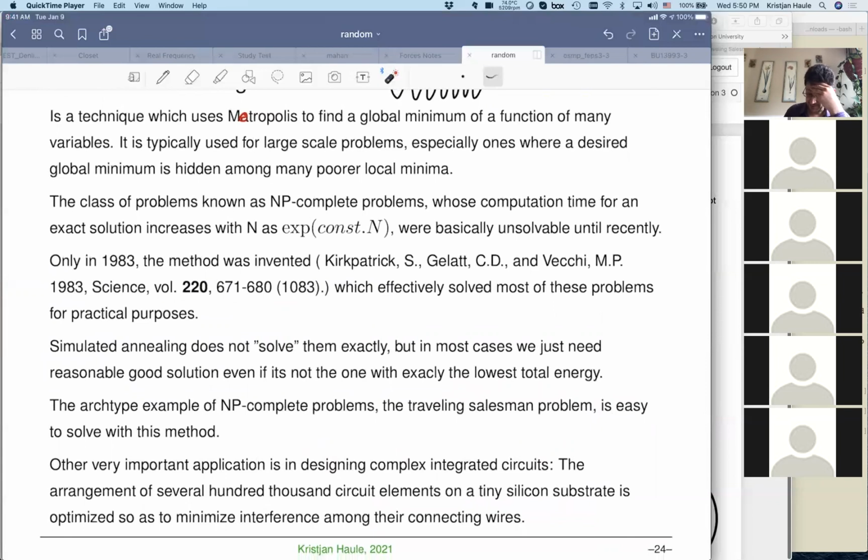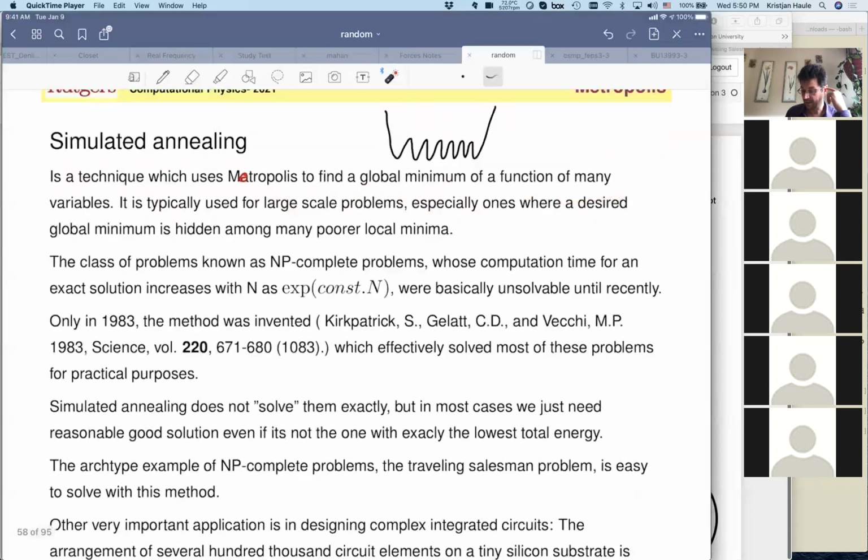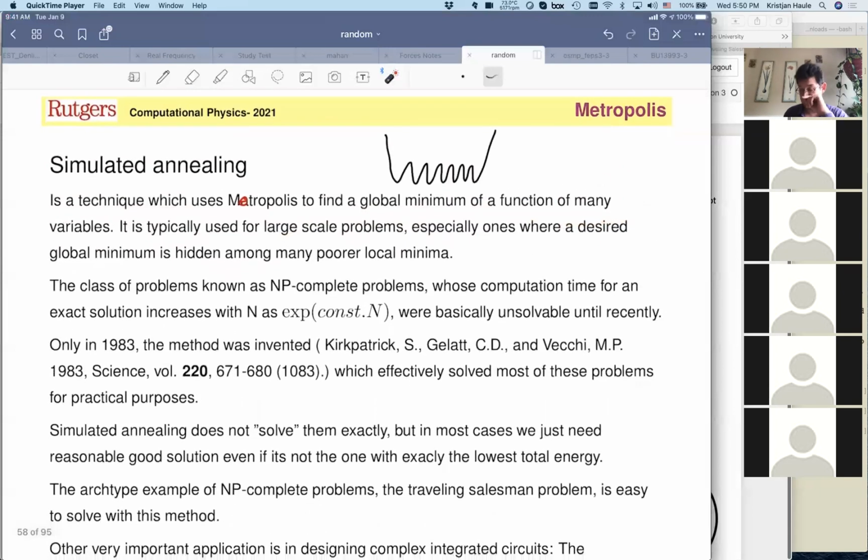So simple. So let me read this through. This technique uses Metropolis to find the global minimum of a function of many variables. It's typically used for large-scale problems, especially ones where the desired global minimum is hidden among many poorer local minima. Now, what I wanted to emphasize here is that, let's say you have a function which has a very, very large number of minima which are equally deep. This is basically an almost unsolvable problem.